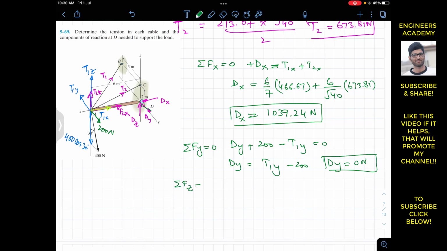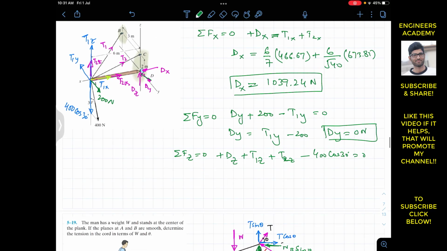Similarly, if we apply the summation of forces along the z-axis equals 0, again this dz is acting in the positive z. So I will write plus dz. Then t1z and t2z are acting in the positive z, so plus t1z plus t2z. And minus that cos component, this is 400 cos of 30. So minus 400 cos of 30. This is equal to 0.